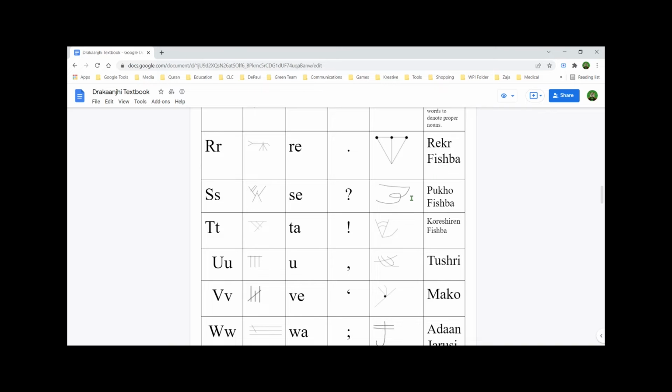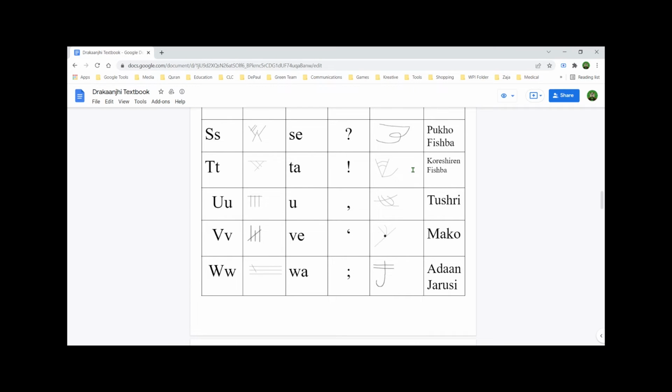And then below that, we have the bucho fishba, the question mark, which is used to denote a question. And then we have the koreshiren fishba, the exclamation mark, which is used to express a command or a statement of excitement, same as an exclamation point in English. And then below that, we have the comma, which is known as a dushri. And a comma in Drakaanjhi is used the same way as a comma in English. It is used to indicate a pause in a sentence, but it does not indicate a stop.